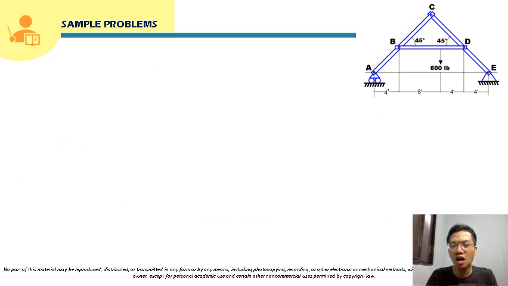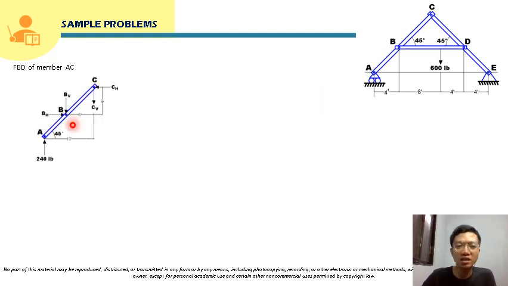So we already solved for some of the forces in member BD, right? We already solved for BV and DV. So we can now proceed to another member. We can either proceed to member AC or member CE. So here, we're going to proceed to member AC. Constructing the free body diagram of member AC, this will be the free body diagram. We already solved for the reaction here at A, and that is 240 pound.